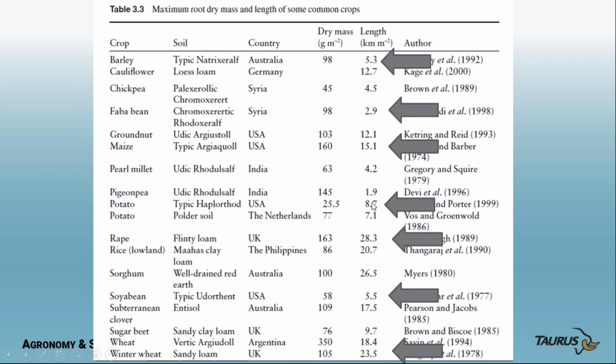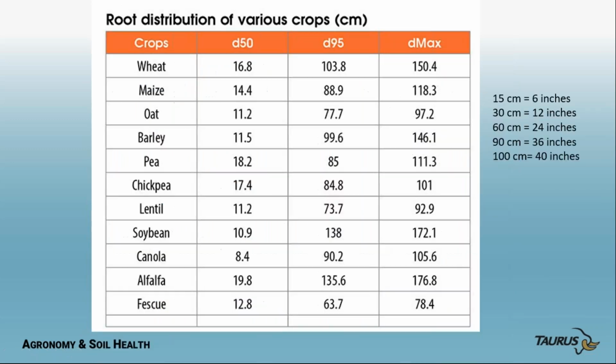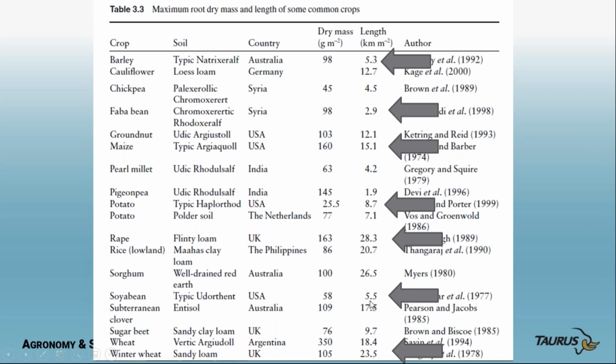Spuds, so-so, doesn't go down real deep. But look at canola. This was done in '89, so that would have been, I think, in Europe, lowland. So 28. Interesting, isn't it? I'll get back to that in a minute. Soybeans, 5.5, and wheat, 18 to 23.